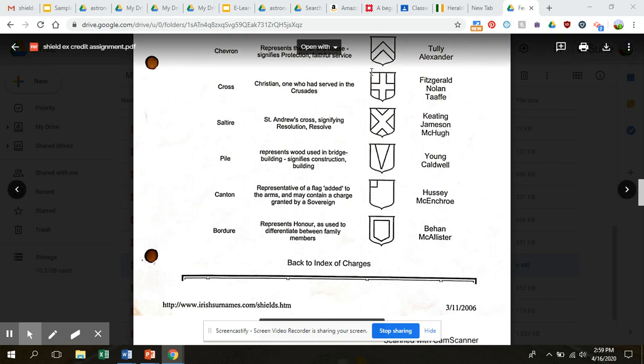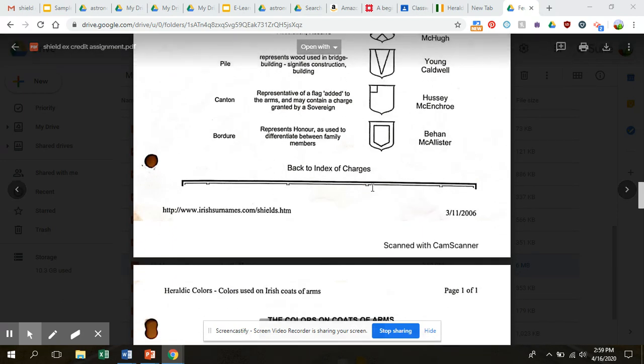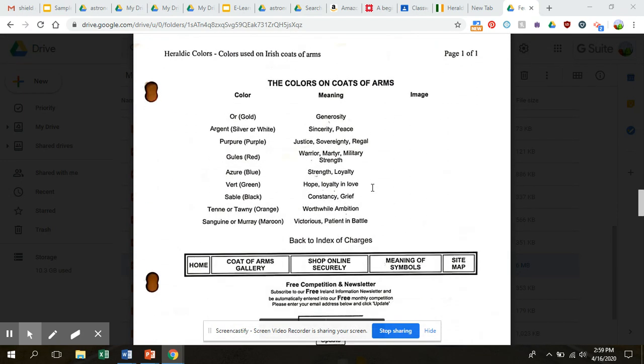This would be cross. Some kids used that last year because they were Christian. They liked it. So lots of ideas. Colors.